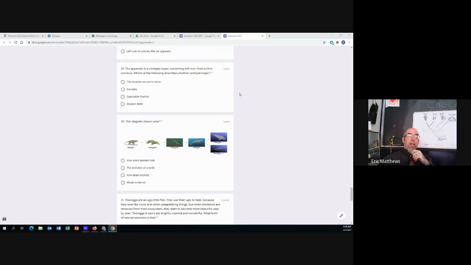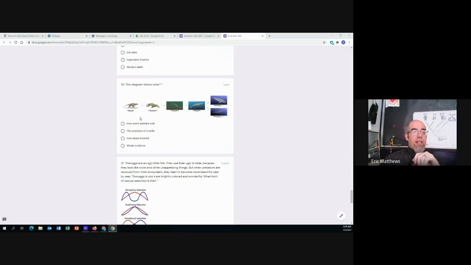Number 29. The appendix is a vestigial organ, something left over from a time previous. Which of the following describes another vestigial organ that we have as humans? Is it the muscles we use to move? Our eyes, opposable thumbs, or wisdom teeth? Which one of these is, like the appendix, a vestigial organ? The muscles that we use to move, arms, legs, stuff like that. Our eyes, opposable thumbs, or wisdom teeth?